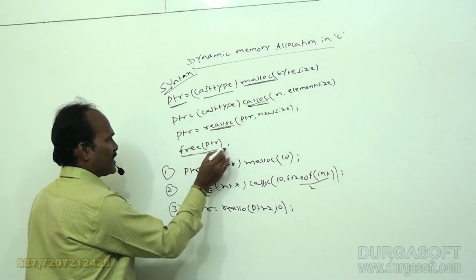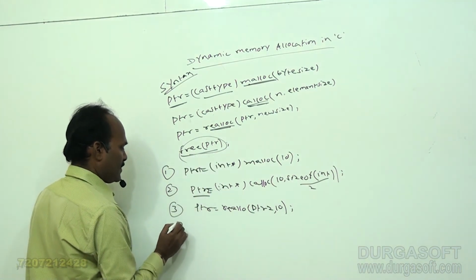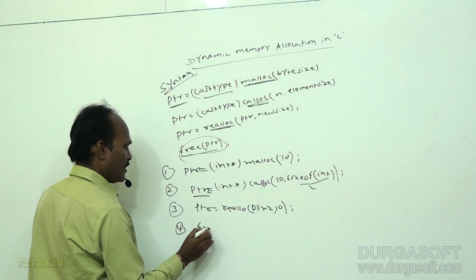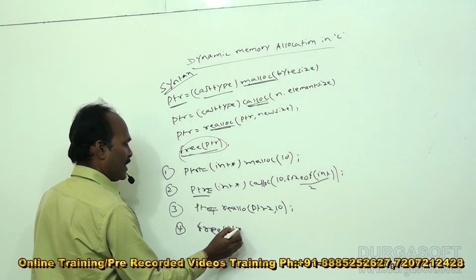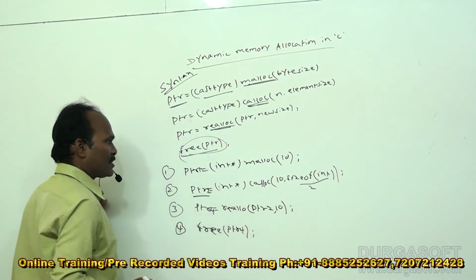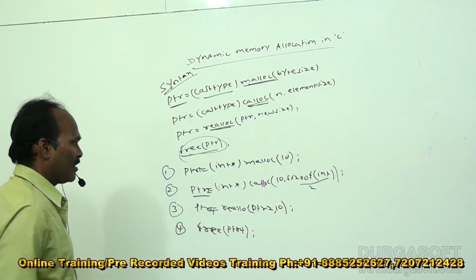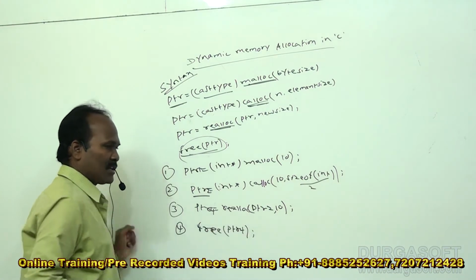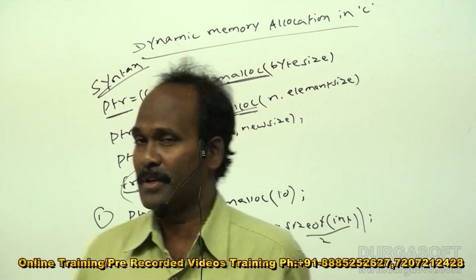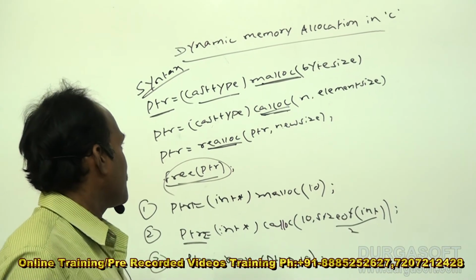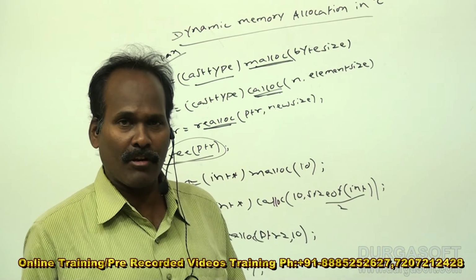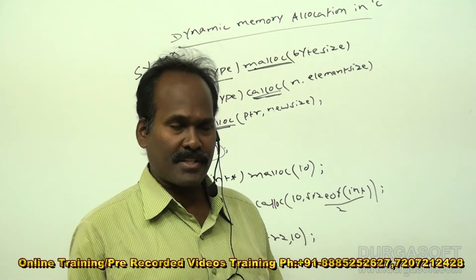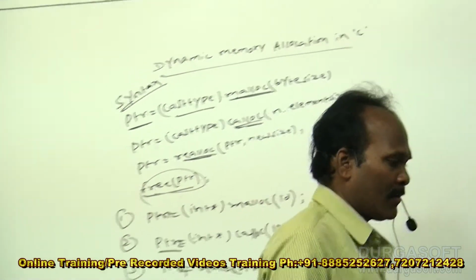And if you want to free the space, you can use this fourth function, free PTR. This is suppose PTR4. You can use PTR4. This is about malloc, calloc, realloc and free functions examples. So look at the examples of dynamic memory allocation functions. I will show malloc, calloc, realloc and free function examples. Just have a look here.